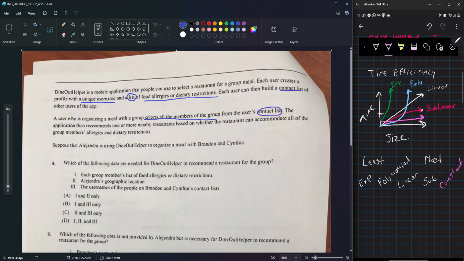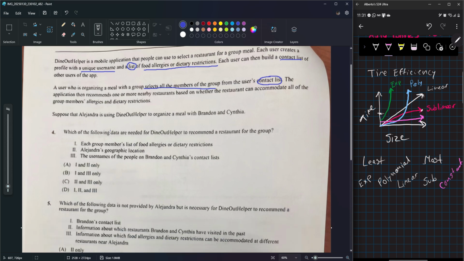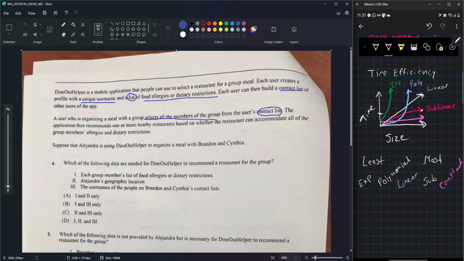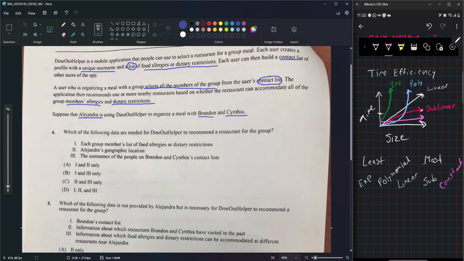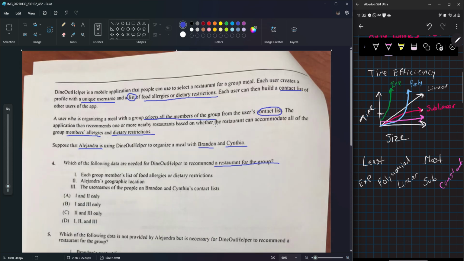The contact list seems important. The application then recommends one or more nearby restaurants based on whether the restaurant can accommodate all the group members' allergies and restrictions. Suppose that Alejandra is using Dina Helper to organize a meal with Brandon and Cynthia. So you have Alejandra, Brandon, and Cynthia. Which of the following data is needed for Dina Helper to recommend a restaurant for the group? Okay, so that's a long question. So we want to know the data needed to recommend a restaurant.